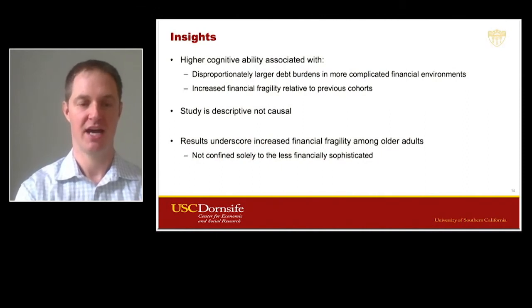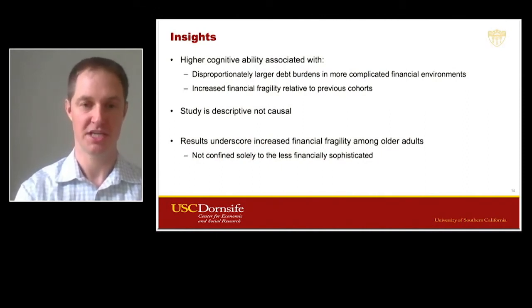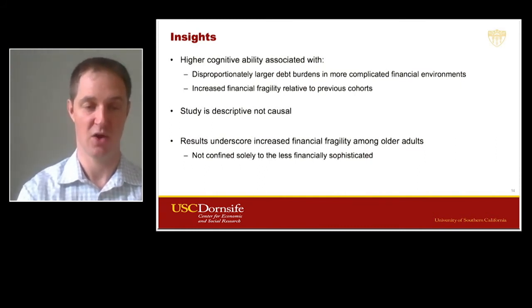So all told, we find that older adults with higher cognitive ability are disproportionately taking on larger debt burdens in more complicated financial environments, and this has left them less financially secure than previous cohorts. Namely, they hold less wealth, less liquid wealth, and have higher debt-to-asset ratios than previous cohorts.